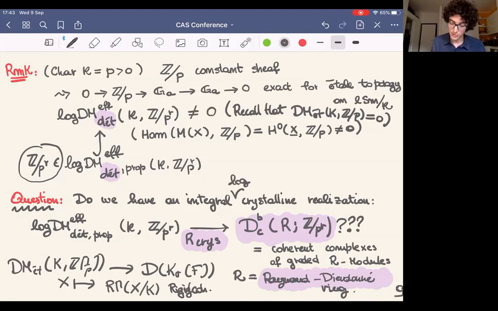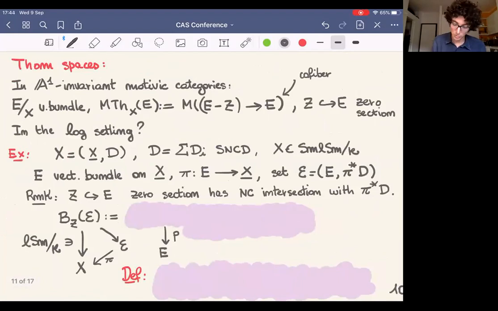All right. So if you don't have questions on this, then I will move on to a different topic. And for the rest of my talk, I will discuss two more things, which are Thom spaces and Gysin maps in our setting. Okay. I will go on.